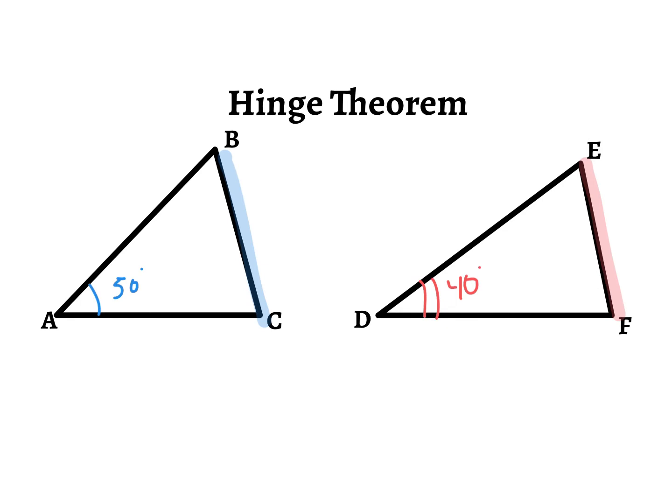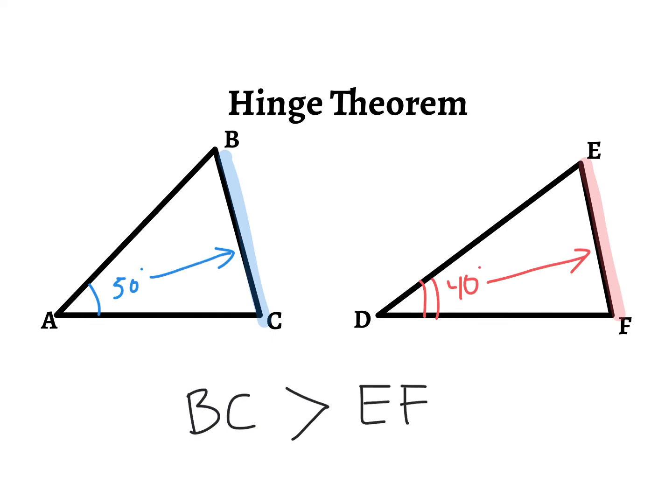Since we're dealing with angles being opposite to the sides, I know that angle 50 is across from BC, and angle 50 is bigger than angle 40, which is across from EF. So if 50 is bigger than 40, I can conclude that segment BC must be greater than segment EF, right? If this angle is greater than this angle, then this side should be greater than this side. That's basically the Hinge Theorem, and you can actually do it backwards as well.